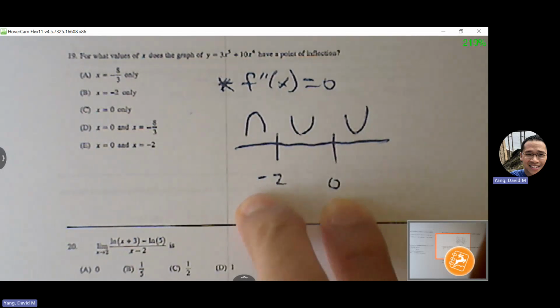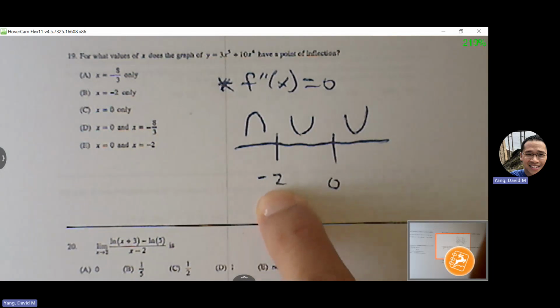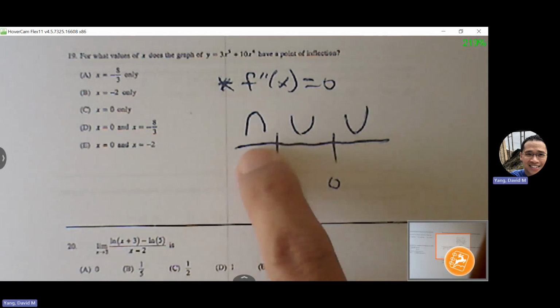So here, even though -2 and 0 are going to end up giving you critical points, only -2 will fulfill the condition of being a point of inflection, because there actually is a change in sign.